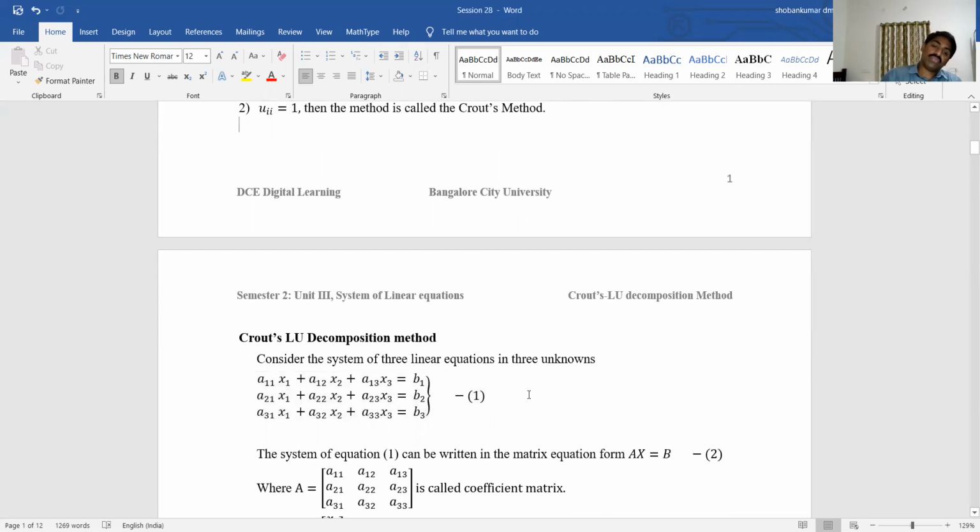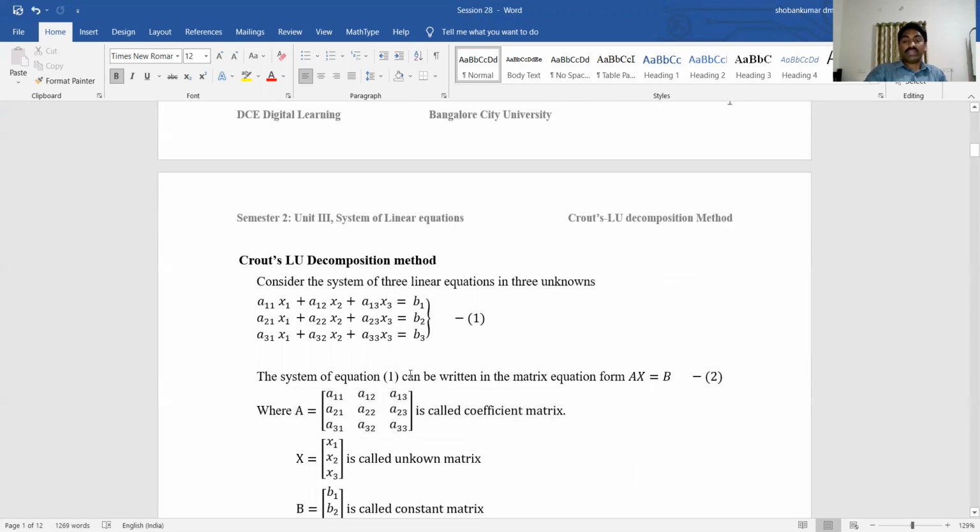Now I have to discuss how to solve a system of linear equations by using Crout's LU decomposition method. Consider the system of three linear equations in three unknowns. A11x1 plus A12x2 plus A13x3 is equal to B1. A21x1 plus A22x2 plus A23x3 is equal to B2. A31x1 plus A32x2 plus A33x3 is equal to B3. This is the given system of linear equations.